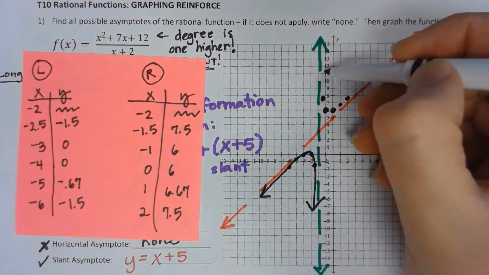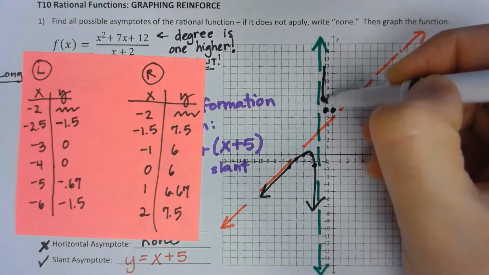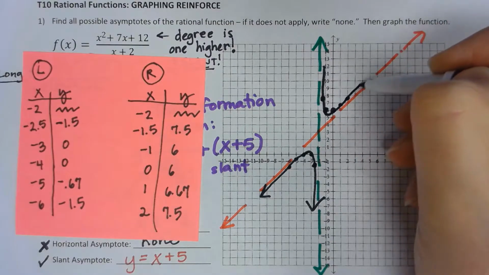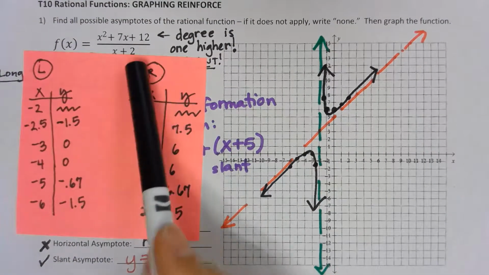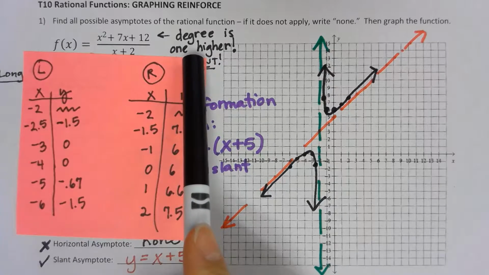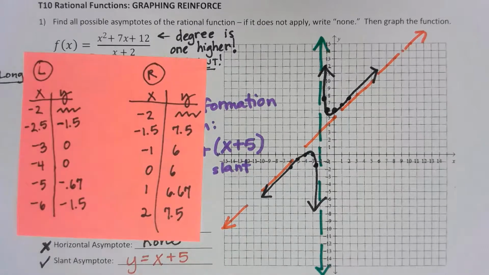I'm going to be really close to the vertical asymptote, come down through, and then really close to the slant. Okay? So this is one example with a slant asymptote. Once again, it has that because the degree of the numerator is 1 higher than the denominator. That tells me automatically that there is a slant asymptote.